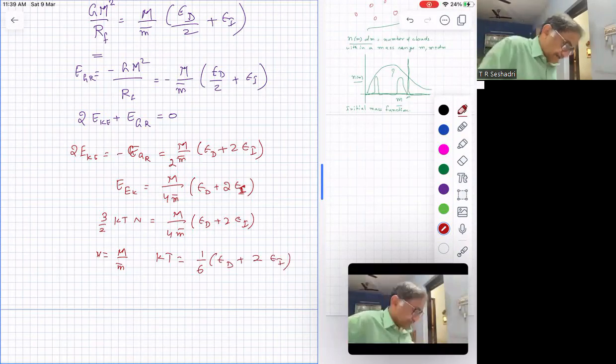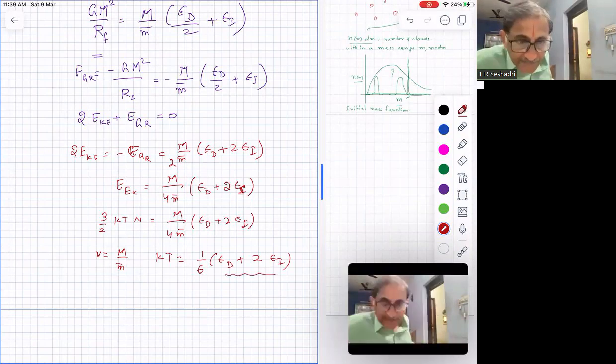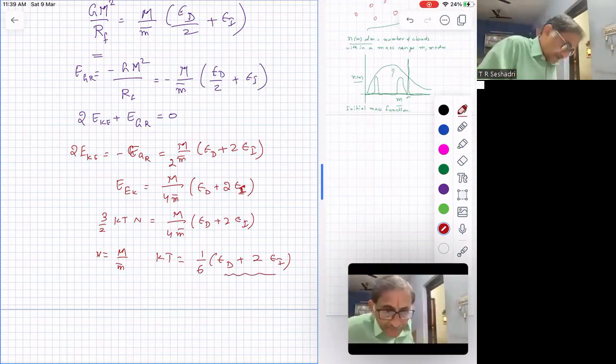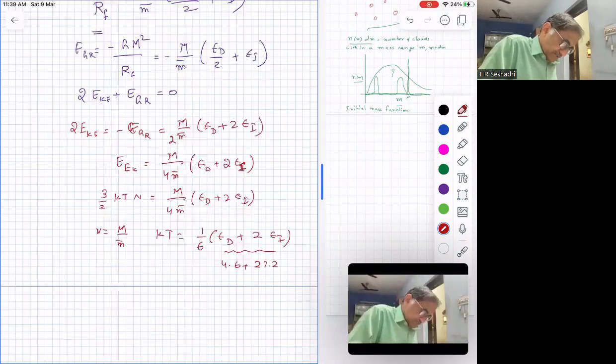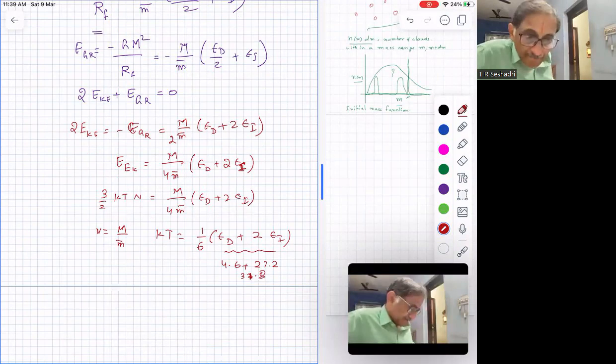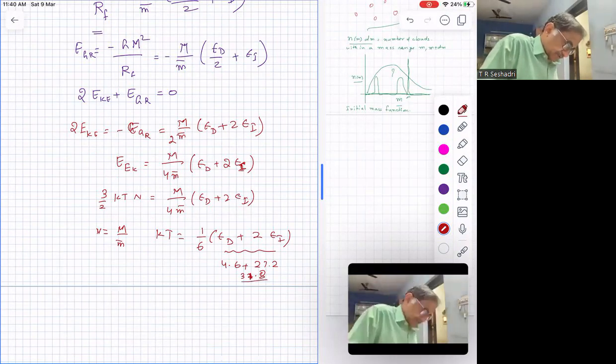Okay. And this epsilon D plus this epsilon I will be 4.6 plus 27.2, which is equal to 31.8. Is it okay? And so if I divide it by 6, 31.8 divided by 6 comes to 5.9.